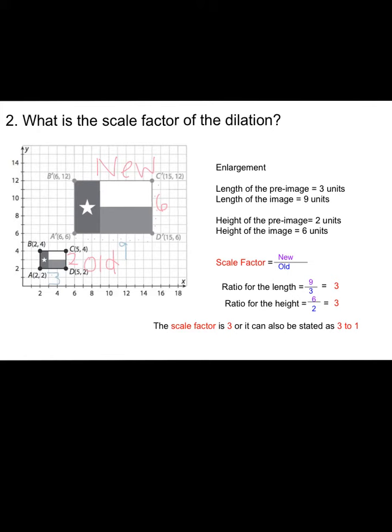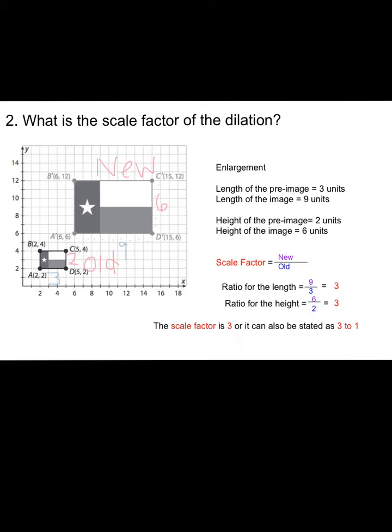To set up our fractions and find the scale factor, again, it is new over old. So let's look at the ratio or the fraction for the length of the rectangles. From new to old, which is 9 over 3. I have 9 over 3, which reduces to 3. For the height of the rectangles, I'm going again from new to old. I have 6 over 2. 6 over 2 reduces to 3. So the scale factor is 3, or it can also be stated as 3 to 1.